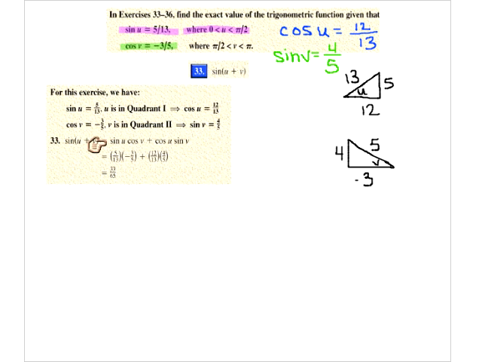Once we have that information, I can find what sine of u plus v is. Using that formula, we get sine of u cosine v plus cosine u sine v. Now we just plug in the information. Sine u was 5/13. Cosine v was -3/5. Cosine u we found to be 12/13. And sine v we found to be 4/5. Multiplying those together, you get -15/65 plus 48/65. That gives us a positive 33/65 for our final answer there.